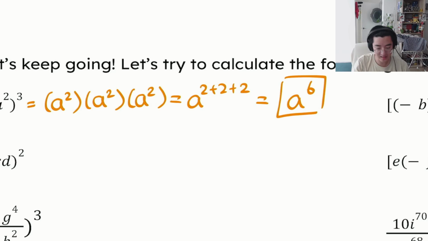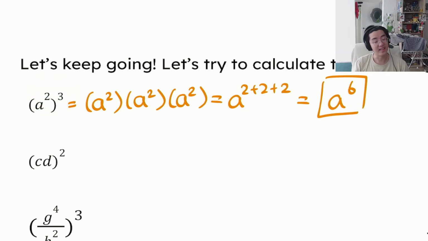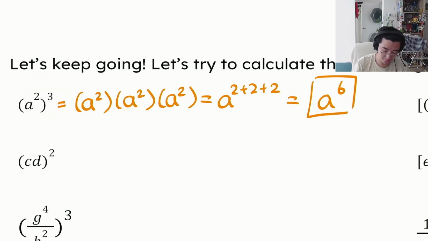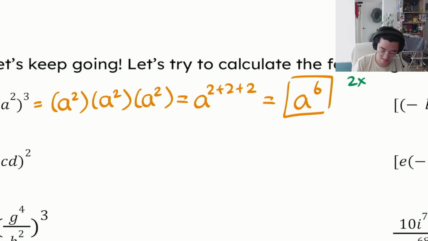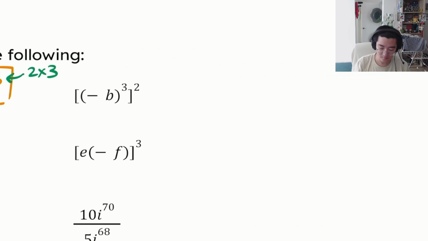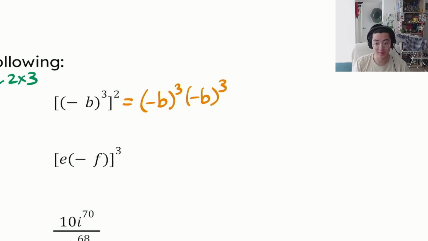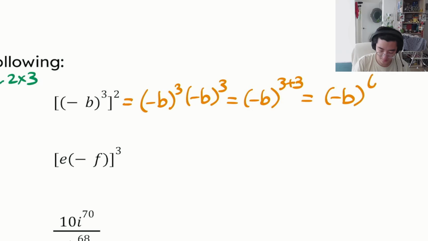Right, so we actually notice something else here. Exponent of an exponent, instead of adding, like multiplication, we multiply. Right, 6 is 2 times 3. Right, we can look at our next one here. For another example, we got negative b cubed, squared. So again, exponent of an exponent. That's the same thing as just 3 plus 3 because it's multiplication. So negative b to the power of 6.